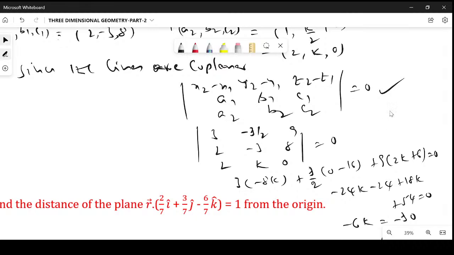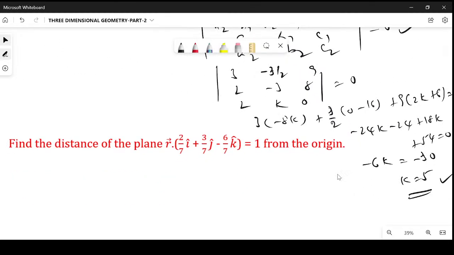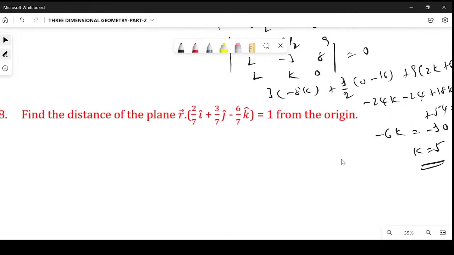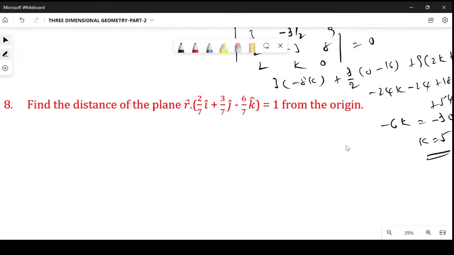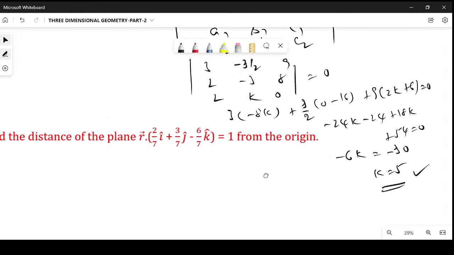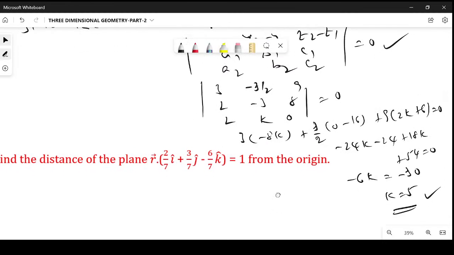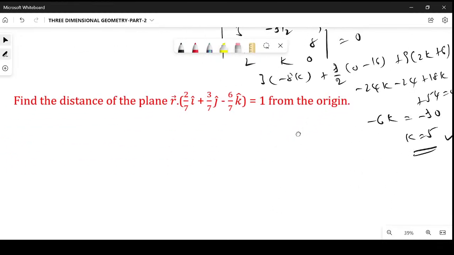Two ways you can learn this problem. Sometimes they will give two lines and ask you to prove that they are coplanar. Use the same condition, but you should prove that it equals 0. But here they have given that the lines are coplanar. Using that, we have taken it equal to 0 and we got the value of k is equal to 5. I hope you understood this. This is an important concept, the coplanar concept.